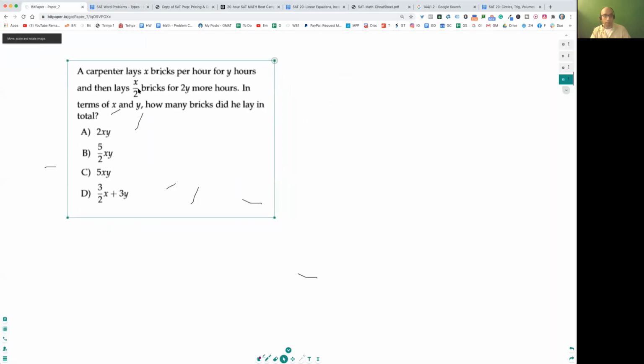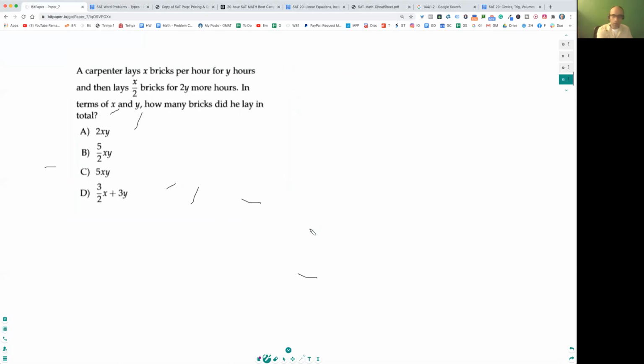Okay, so this problem, guys, what's this problem talking about here? Let's think about this problem very carefully. Yes, I'm going to explain everything. So a carpenter lays X bricks per hour for Y hours. Before that, let me take a simpler problem and do this idea over here. I'm going to cancel all of this and put: lays 10 bricks for 2 hours.